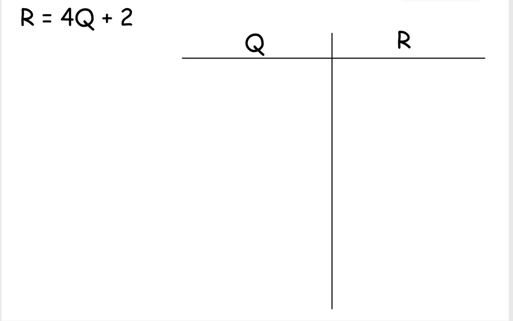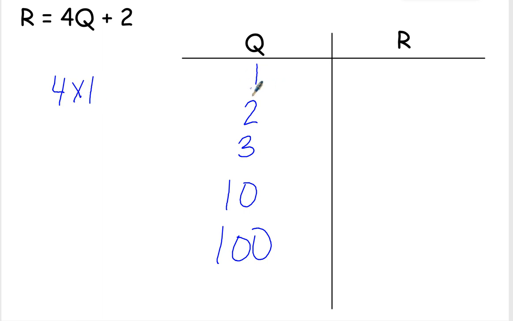We have R equals 4 times Q plus 2. Again, let's put in some easy numbers. Okay, so we're going to put the number in for the letter Q. So we'd have 4 times 1 plus 2. 4 times 1 is 4, plus 2 is 6. Then we're going to put the number 2 in for Q. 4 times 2 plus 2. So 4 times 2 is 8, plus 2 is 10.